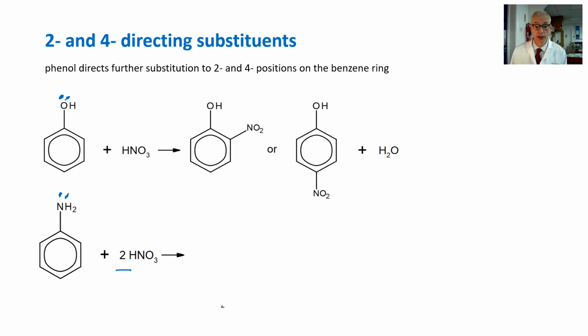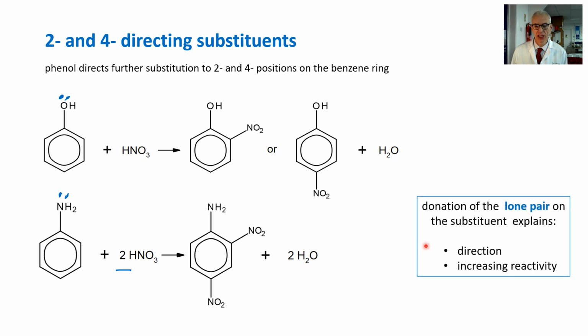Okay, so I'm going to reveal 2 nitro groups. It's dinitrophenylamine, but we would say 2,4-dinitrophenylamine, obviously balancing with 2 molecules of water. So what is the distinctive feature that we're looking for in OCR A chemistry?